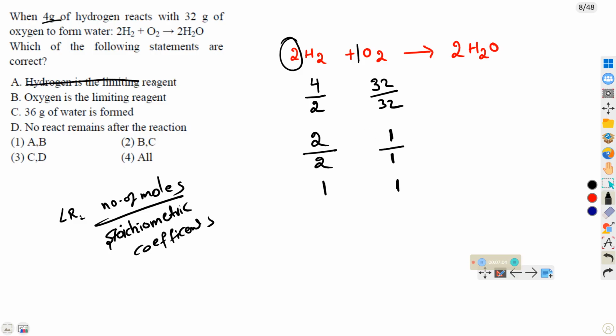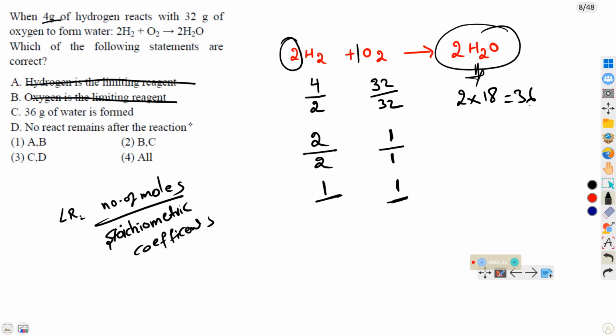The first statement is wrong. The second statement is also wrong because both are equal. 36 grams of water is formed. Check it: 2 into the water molecular weight 18, so 36 grams of water is formed. Correct. There is no limiting reagent, and that's the reason no reactant remains after the reaction. This is also correct. So C and D are correct.